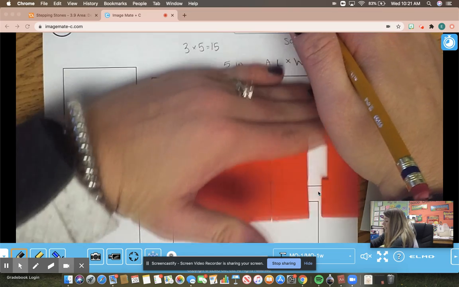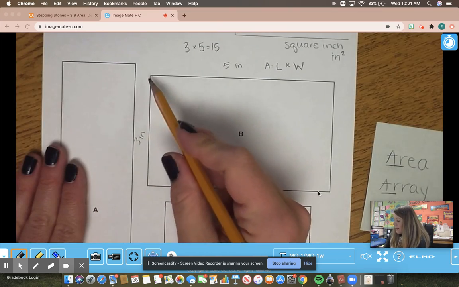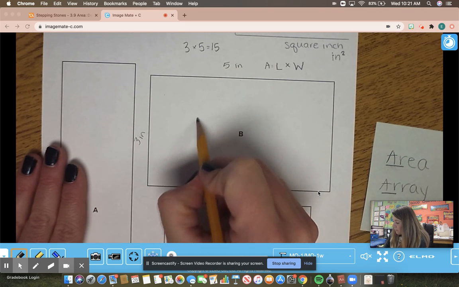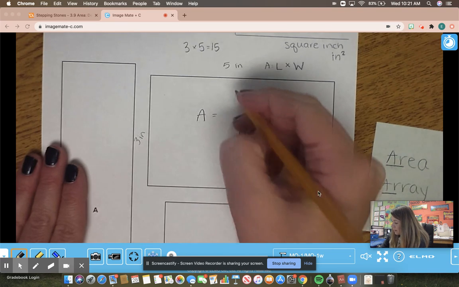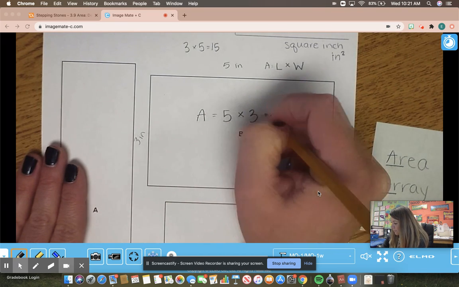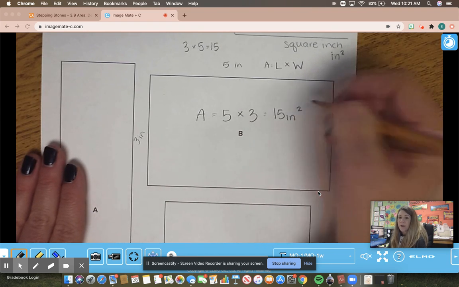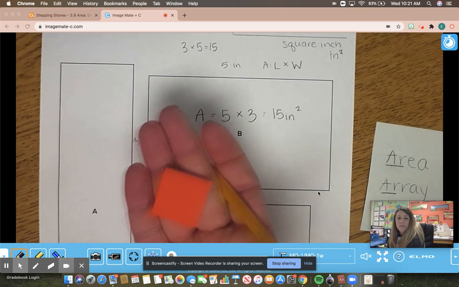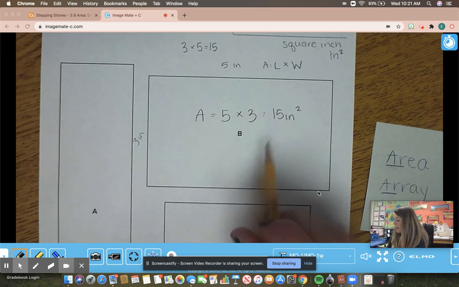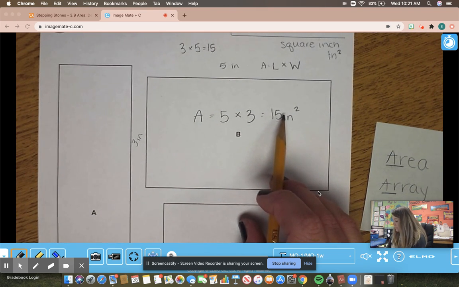So if I removed these blocks, I would have my width of 3 and my length of 5. My area would be 5 times 3, 15 inches squared. Because remember, there were 15 of these tiles, which is 1 square inch each. So I'd write my answer as 15 inches squared.